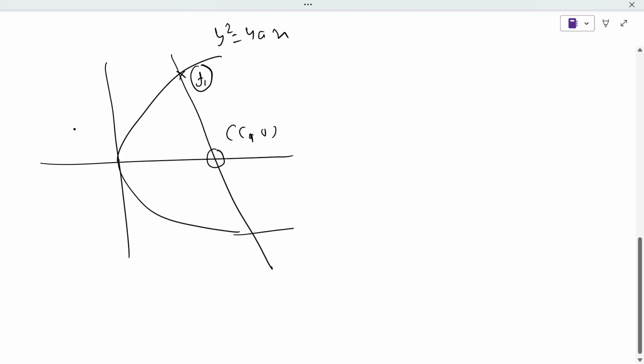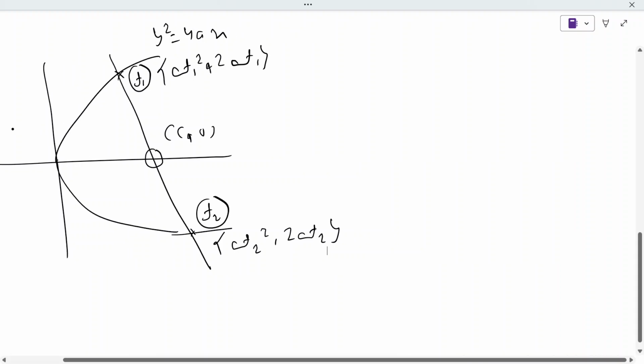Its parameters are t1 and t2. So clearly this point has coordinates (at1 square, 2at1), and the point having parameter t2 will have coordinates (at2 square, 2at2). It is given that the chord is always passing through (c, 0).